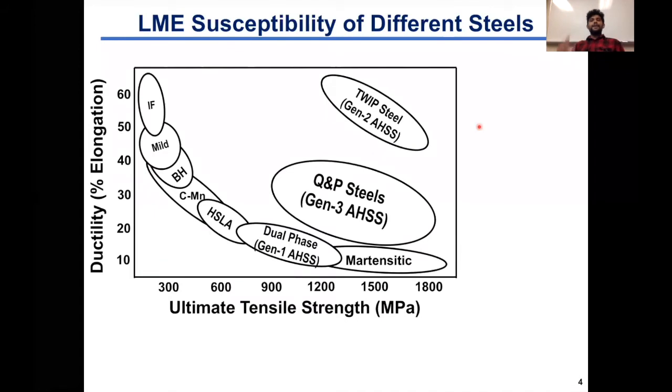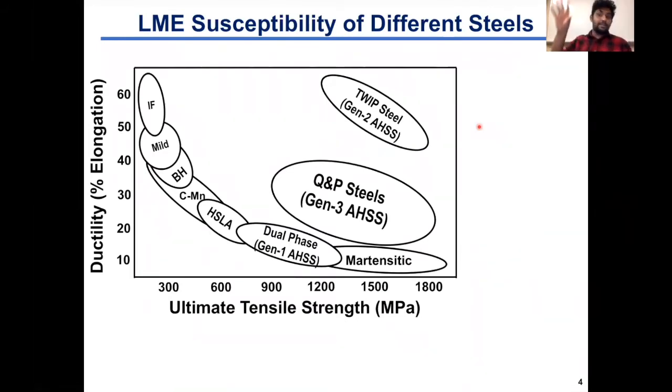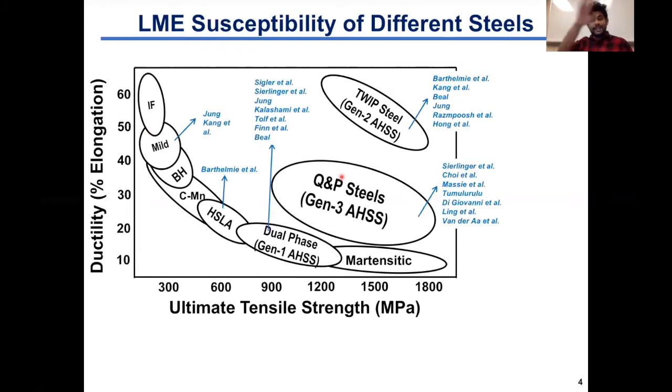Now, in the past 4 to 5 years, different researchers investigated the LME susceptibility of the different steels that are available today. So here is a conventional strength-ductility, or the banana diagram, showing the various families of steels that are present in the market today. And here are the various researchers that investigated the LME susceptibility of these different families of steels.